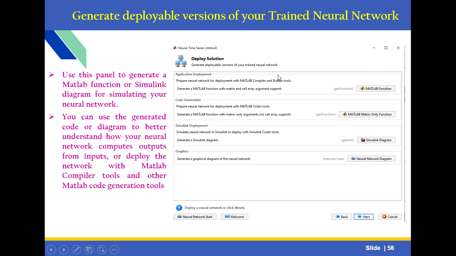Then generate a deployable version of the trained network. Using this panel, you can generate a MATLAB function or Simulink diagram for simulating your neural network. You can use the generated code or diagram to better understand how your neural network computes outputs from inputs, or deploy the network with MATLAB Compiler tools and other MATLAB code generator tools.